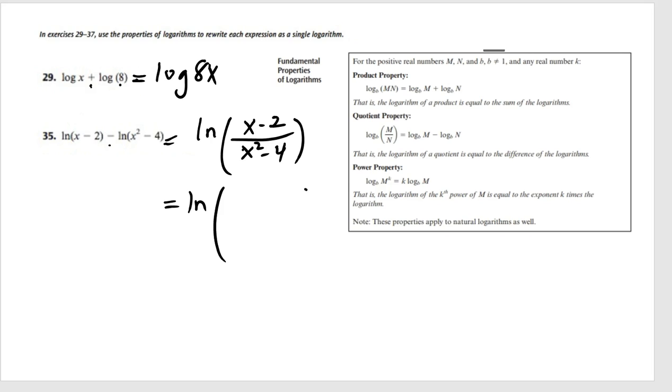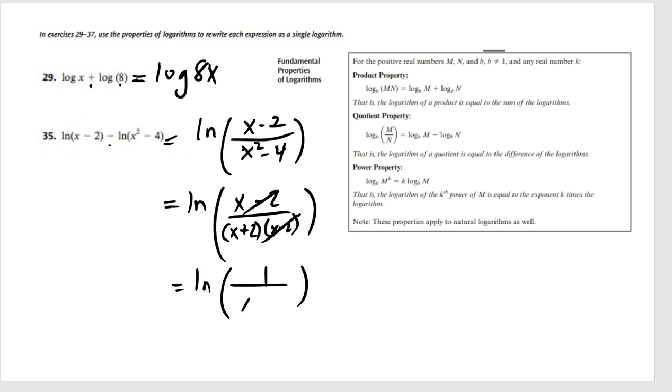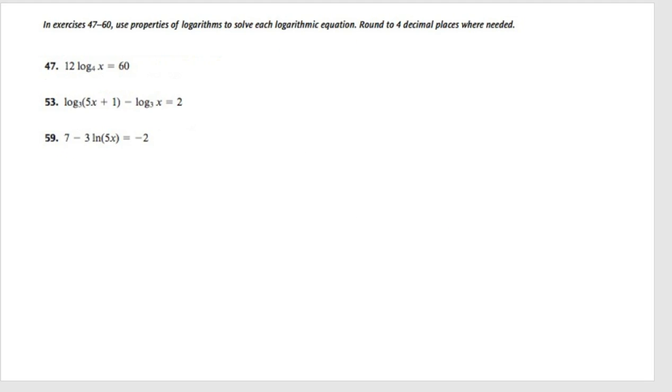And I know that I can simplify this because I recognize that as a difference of squares. So I'll end up with the natural log of 1 over x plus 2. Keep going practicing those, okay? And we're going to use them now this time to solve.